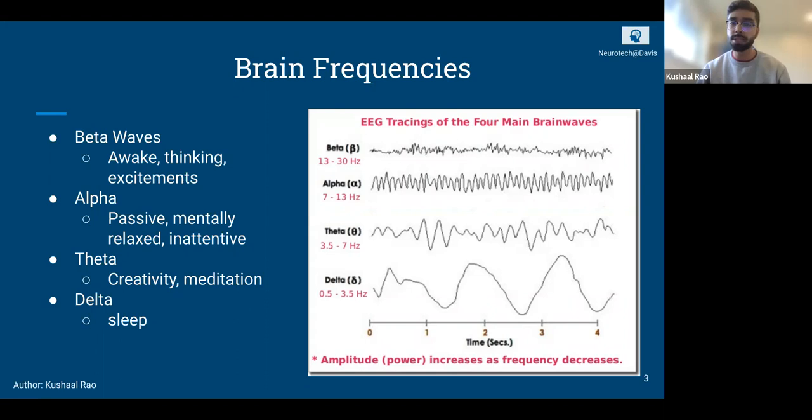So all these frequencies are there. We have beta waves, we have alpha waves, but the power of each frequency and I guess the extent to which it's present is what makes the difference in terms of what we want to extract from the data. And I'll touch upon this later in the video as well, so it'll make more sense when you actually look at a sample piece of data.